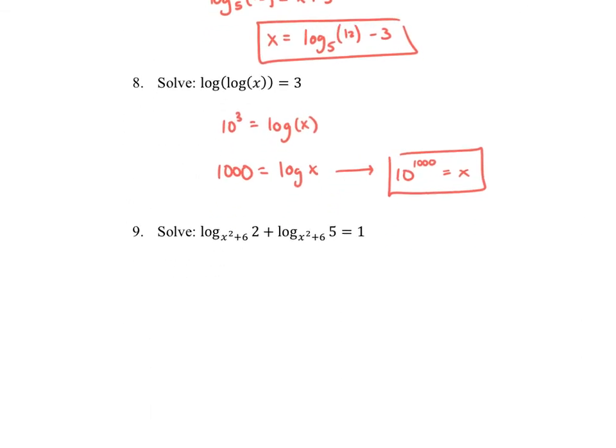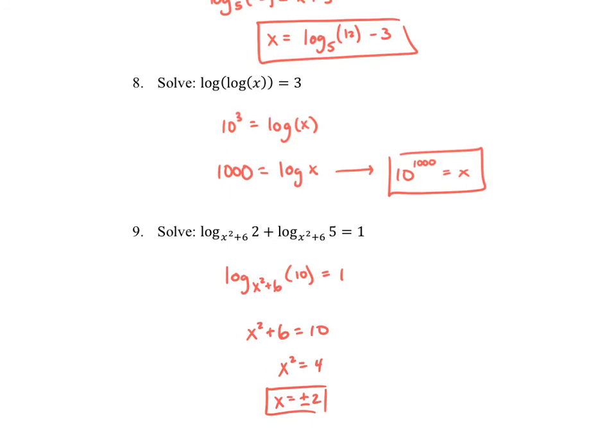Okay, for number 9, let's combine these. So we have log base x squared plus 6 of 10, because we're going to multiply the arguments, equal to 1. Let's go ahead and change this into exponential form. So we have x squared plus 6 to the power of 1 is equal to 10, which means that x squared is equal to 4, which means x is positive or negative 2.